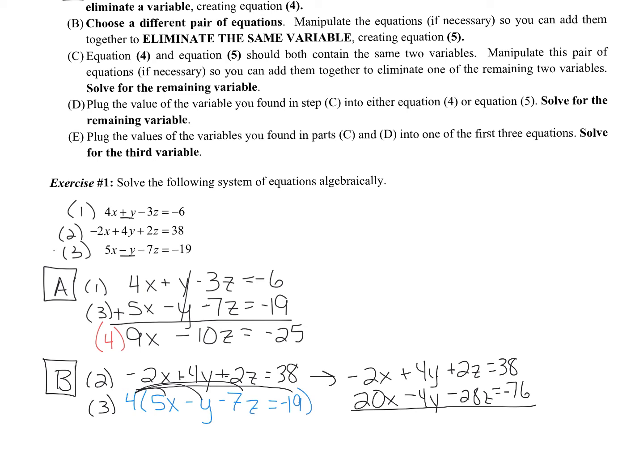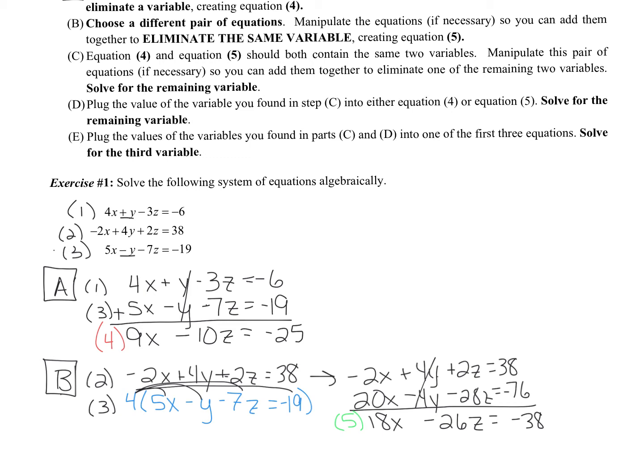So now I'm going to add these 2 together. So that's going to give me 18x, y's cancel, minus 26z equals negative 38. So this is equation 5. Now, in this process, I honestly think that's the trickiest part, making sure I do everything correctly there.